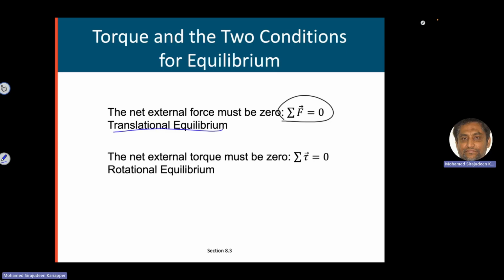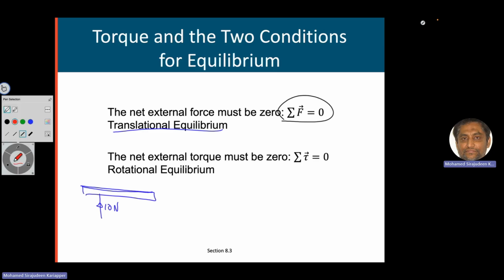Now we know better. Let me explain this. Take a rod, keep it on the table, let's say a smooth table, and you apply forces. You apply a force of 10 Newton and you tell your friend to apply 10 Newton in the opposite direction. So he will come and apply also 10 Newton in the opposite direction.